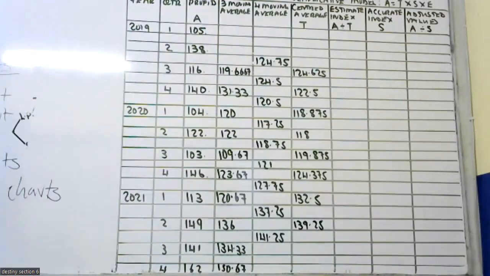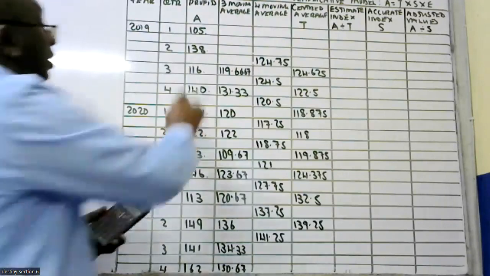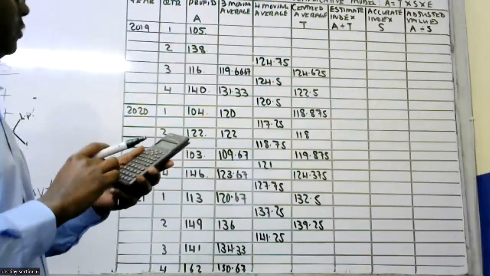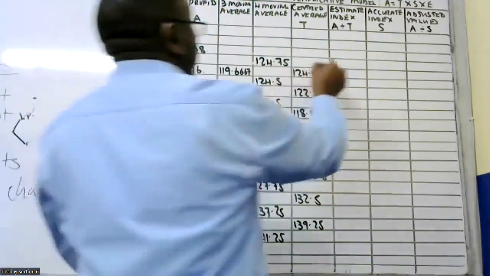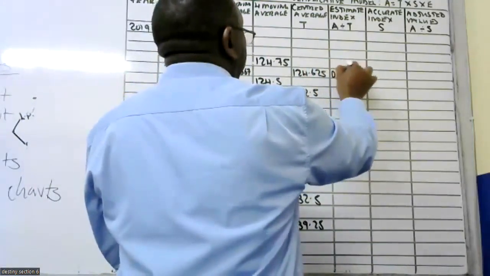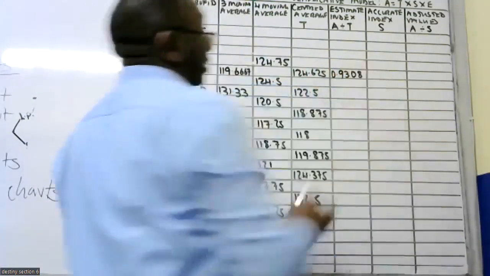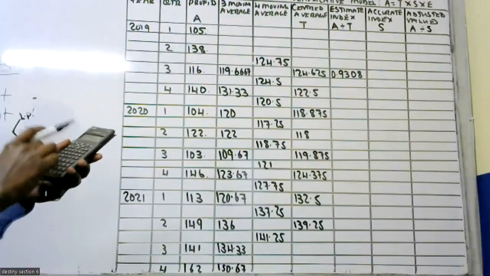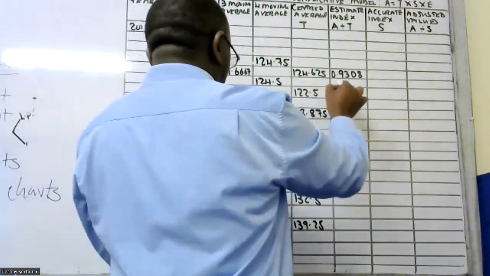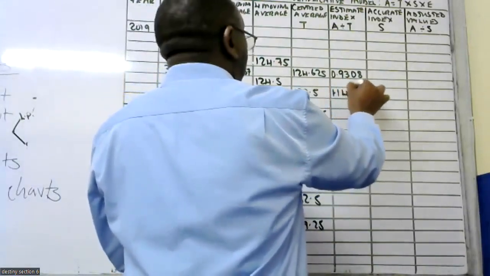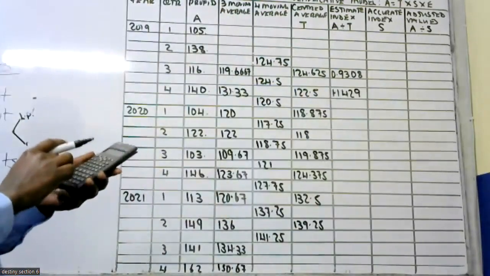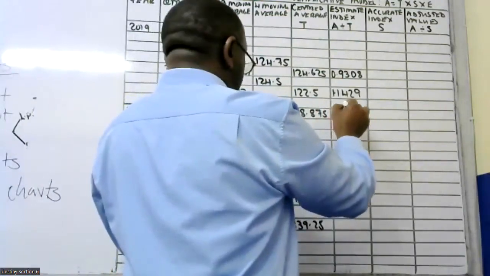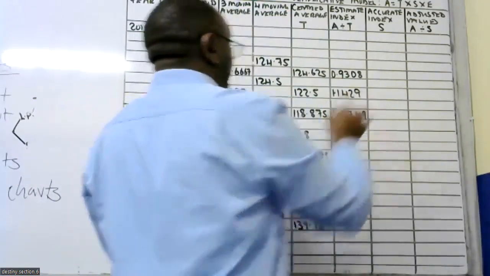Sawa. Aya, so kama tuko sawa, we now start dividing. So as the formula says, tutaanza hapa 116 divided by 124.625 is 0.9308. We can work with 4 decimals. Then hiyo ingine itakuwa 140 divided by 122.5. This is 1.1429. 104 divided by 118.875. We get 0.8749.